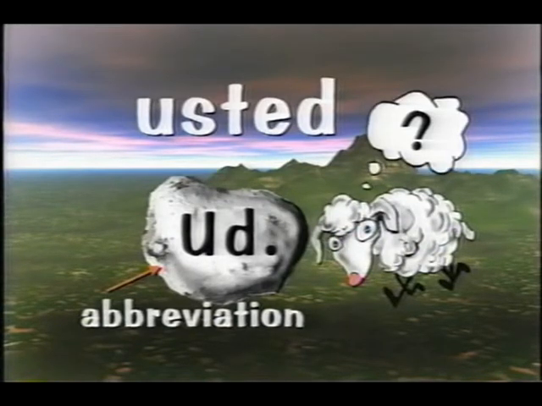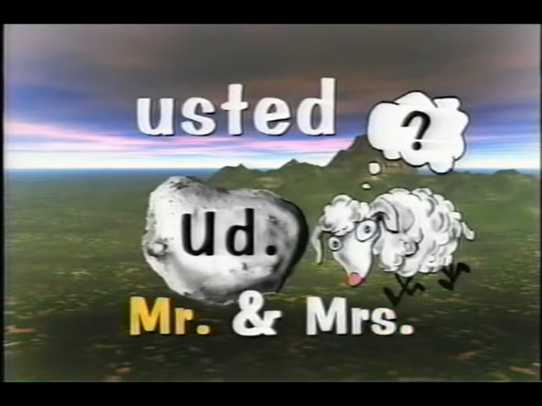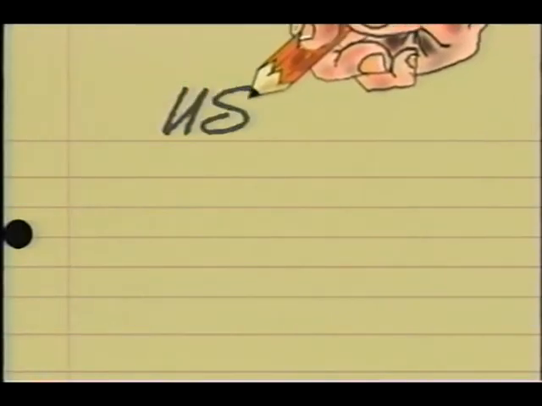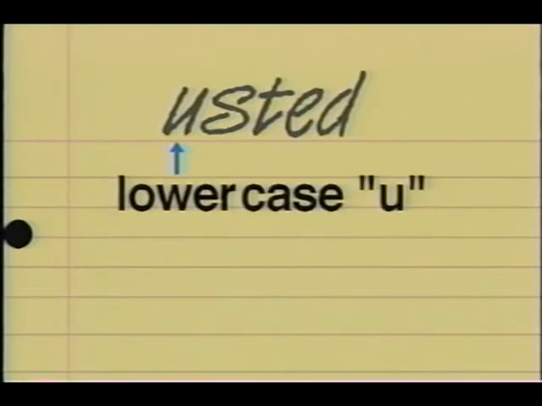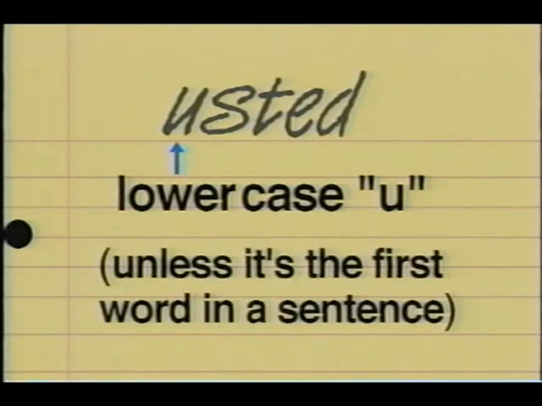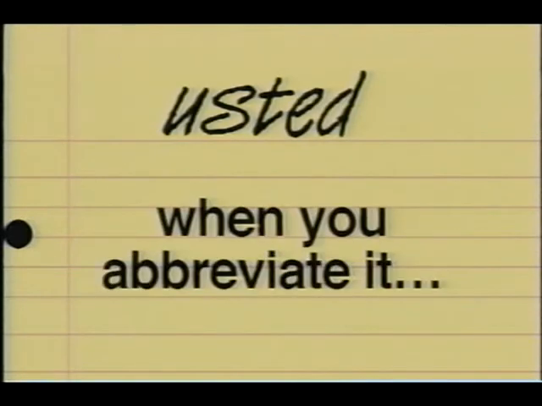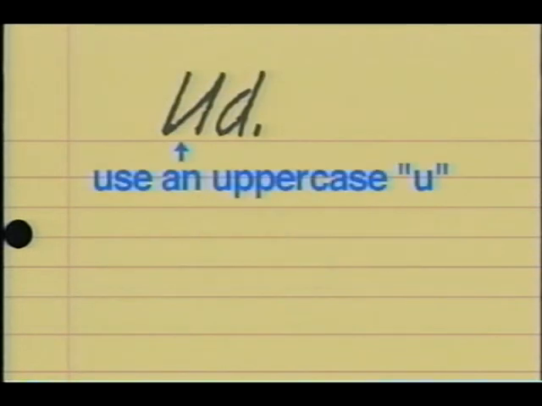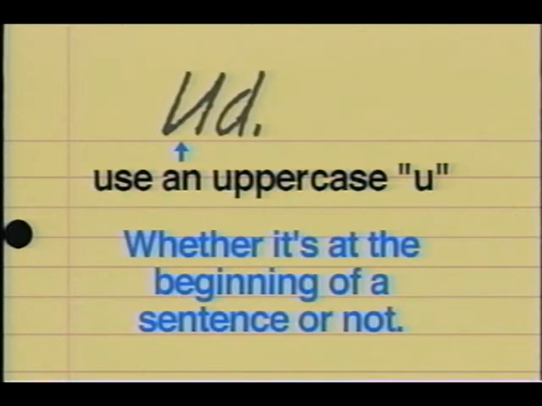It's kind of like abbreviating Mr. and Mrs. in English. We just sort of do it out of habit and because everyone else does. When you write out the word usted, use a lowercase u, unless, of course, it's the first word in a sentence. When you abbreviate it, use an uppercase U, whether it's at the beginning of the sentence or not. It's just one of those language things. Go figure. When we said go figure, we were speaking figuratively.